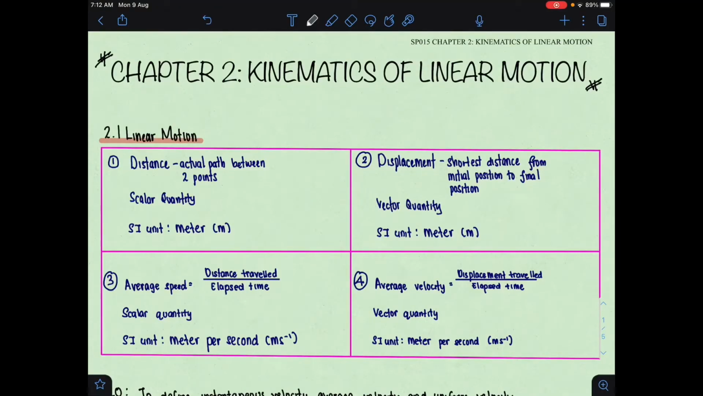Assalamualaikum and hi. So today we'll enter a new chapter, chapter 2, Kinematics of Linear Motion. So the first subtopic here is linear motion.